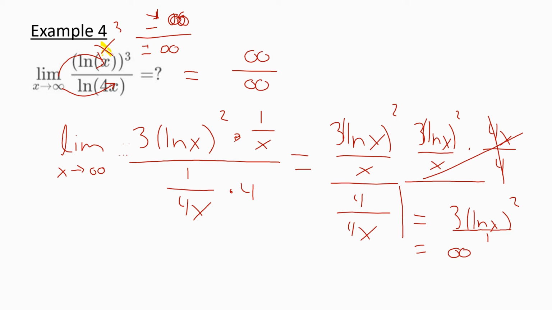The derivative of 1 is 0, because it's a constant. So I can't go any further, because then my new limit would be undefined. So my final answer is that, yeah, the limit as x approaches infinity of the function we just talked about is infinity.